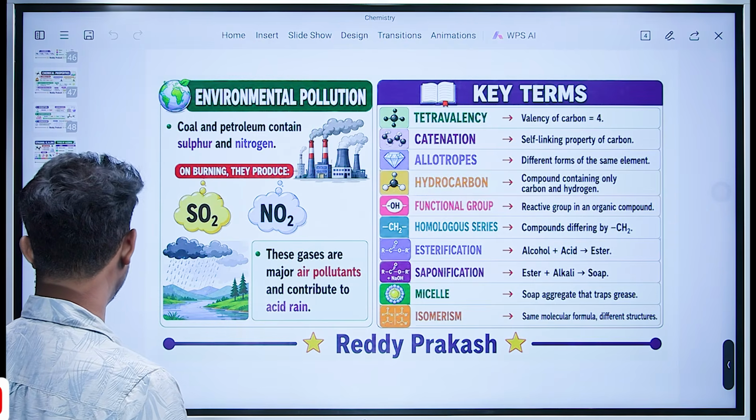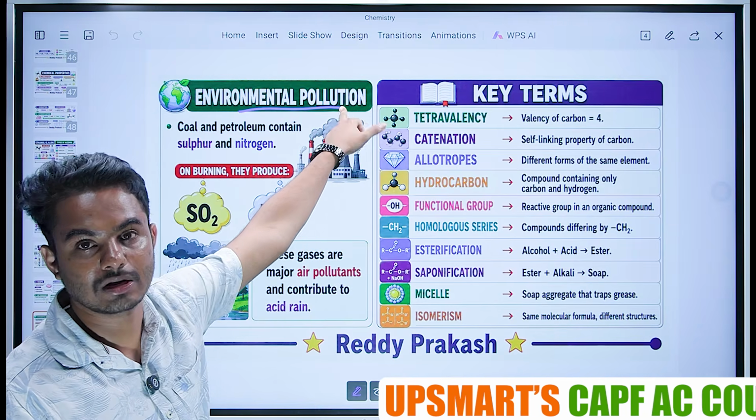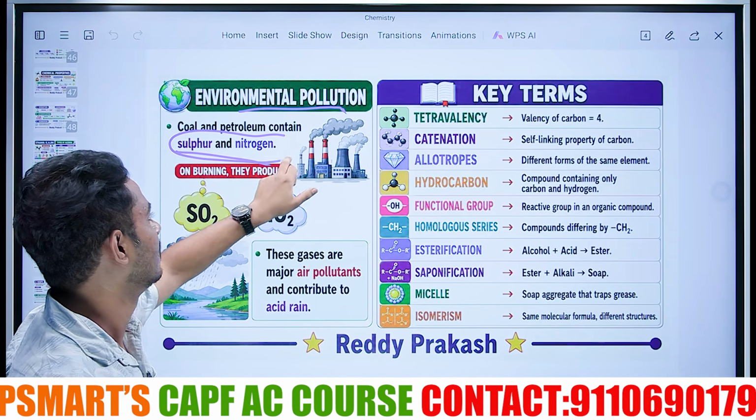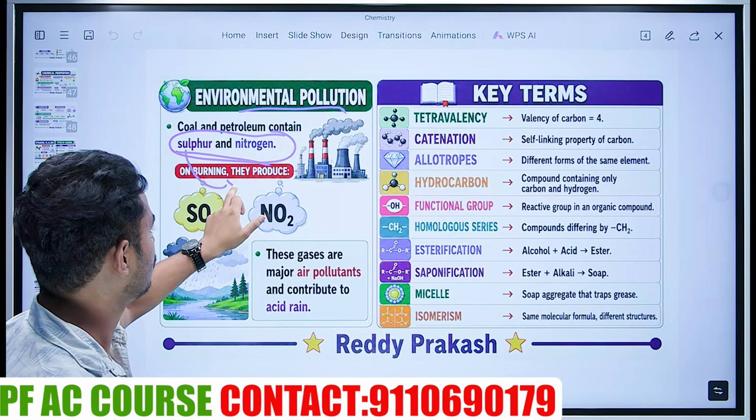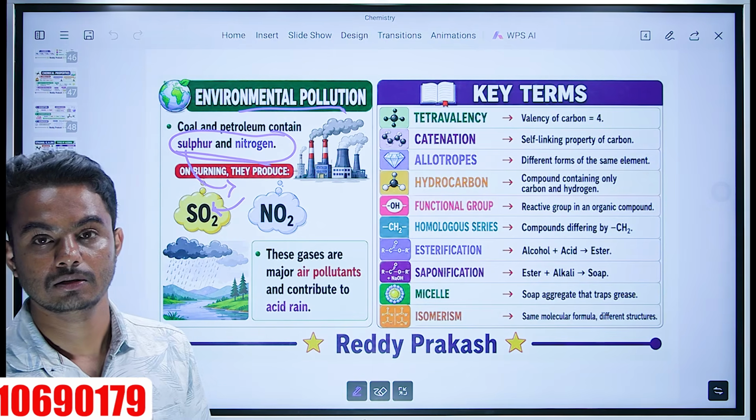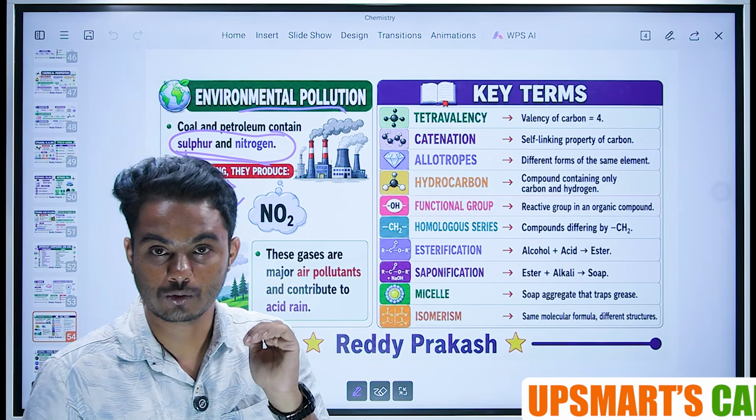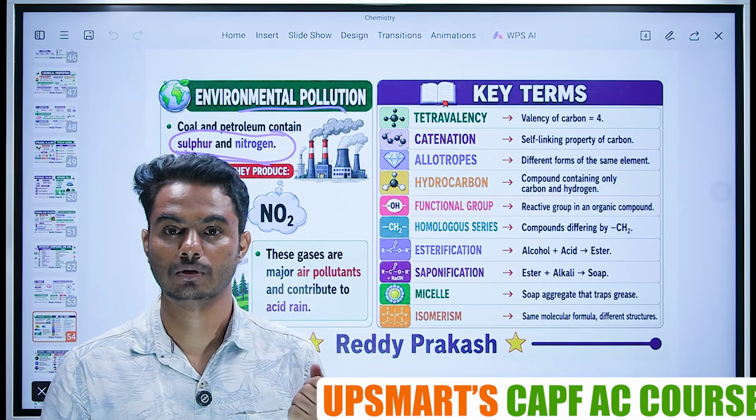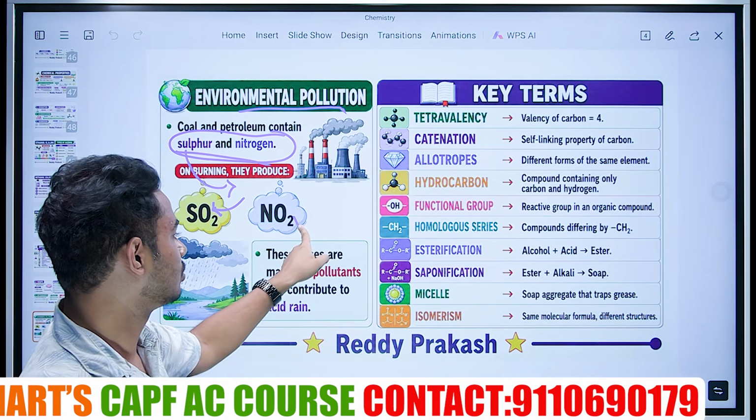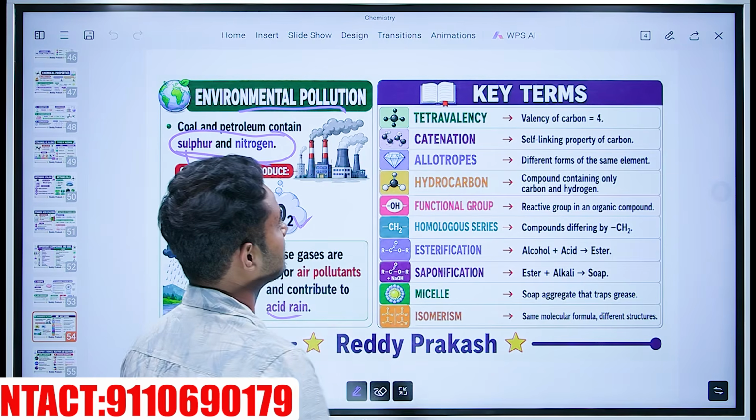Next, this is easy, which we already know. Environmental pollution: hydrocarbons and carbon are always there. Majorly it will release sulfur and nitrogen. Sulfur is cooling. It will cool the temperature. But it is not good for health. It is a global cooling compound, not a heating compound. Carbon is heating. Sulfur is cooling. And nitrogen also it will release, and it will cause acid rain. And this is very easy.